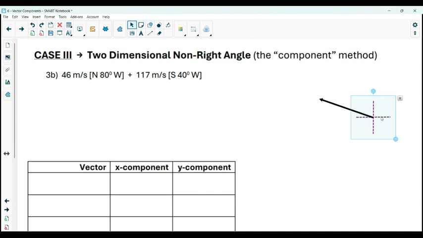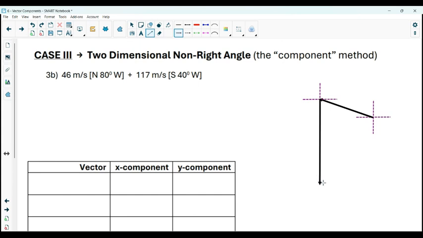Now let's draw our second one on here. I'm going to put this right here so I know exactly where to draw it. That'll just help me a little bit with clarity there. Okay, my next one was going to go 117 meters per second south, 40 degrees west. So let's start by going straight south, and then we'll head 40 degrees, which is not quite halfway. Half would be 45, so it's like there, something like that, right? Okay, and our resultant vector is going to start at the beginning and end at the end. It's going to look like that.